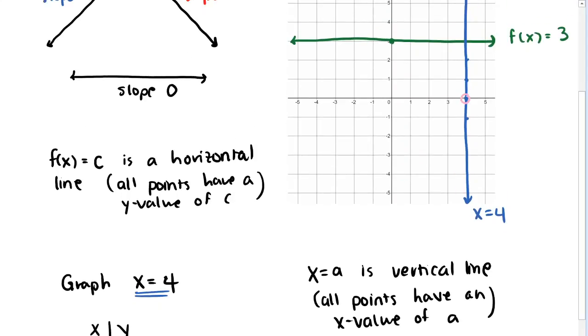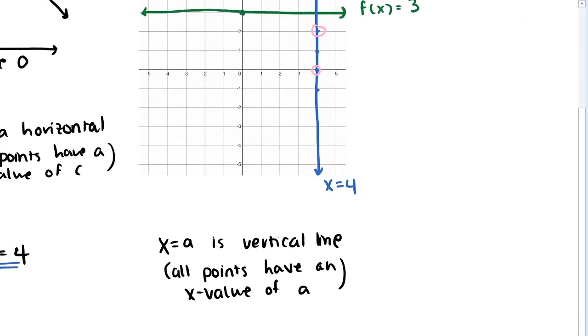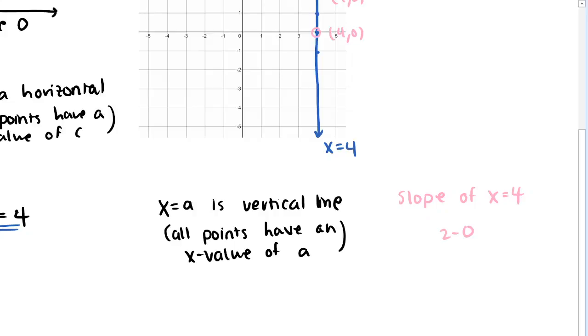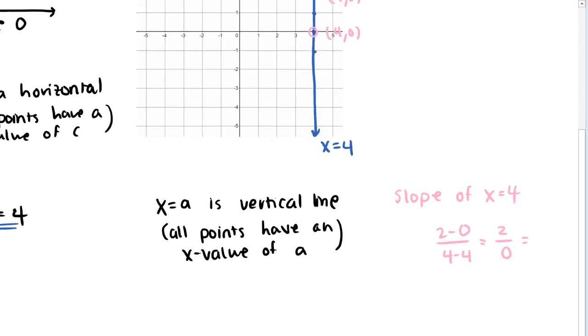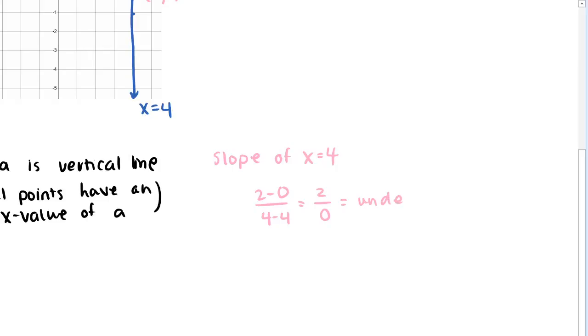One thing I like to mention is that if we take any 2 points on this line and compute the slope between them, let's use those 2 points. What do we get? The change in y: this is the point 4, 0, and this is the point 4, 2. The change in y is 2 minus 0, divided by the change in x, which is 4 minus 4. That's 2 over, not 2 over 4, 2 over 0, because 4 minus 4 is 0. And division by 0, we said, is undefined. It doesn't have a sensible result. So the slope of a vertical line is undefined.